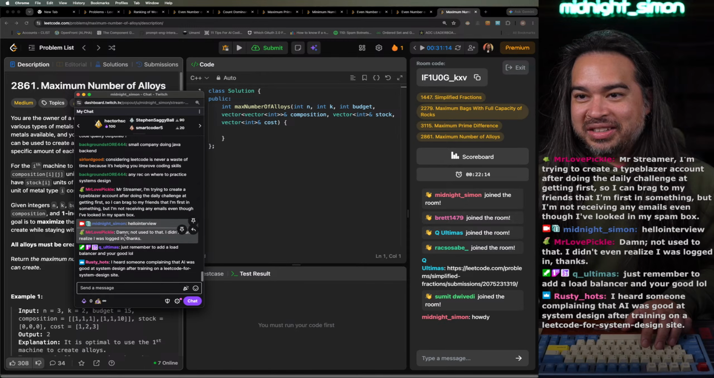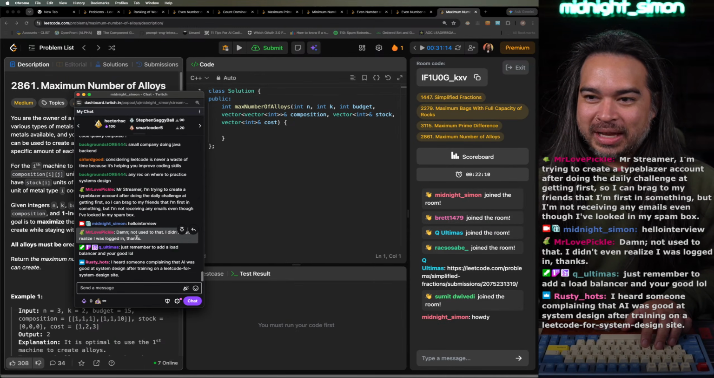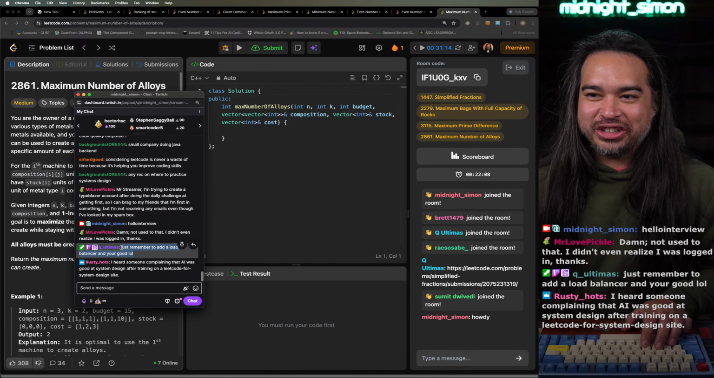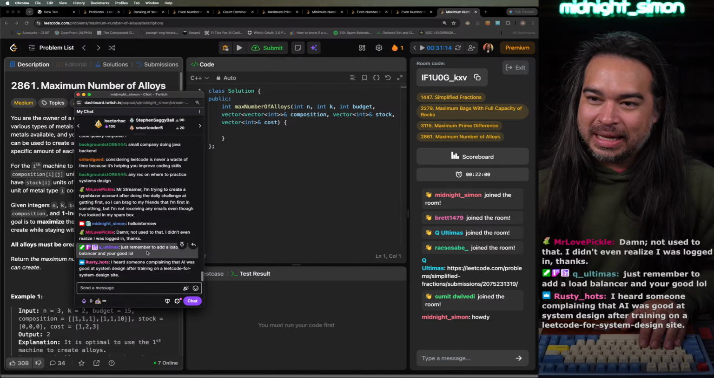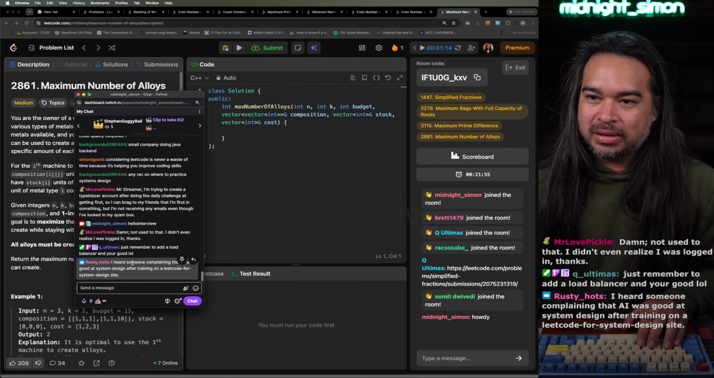Not used to that. I didn't even realize I was logged in. Oh yeah, no worries. Just remember to add a load balancer and you're good. Oh, for your system design, yeah. I heard someone complaining that AI was good at system design after training on a LeetCode for system design site.